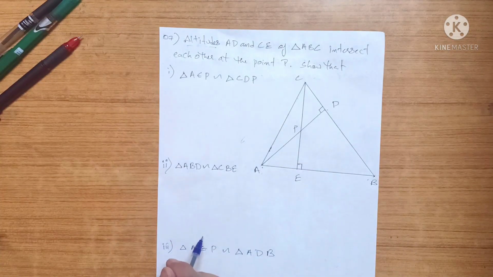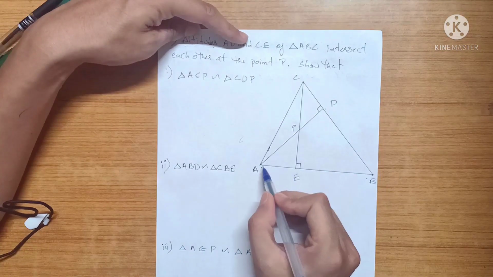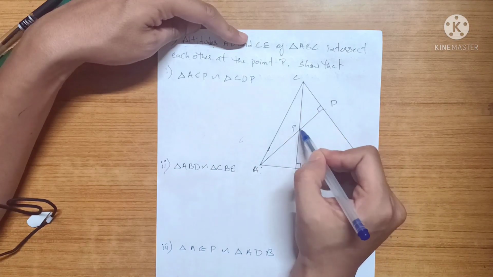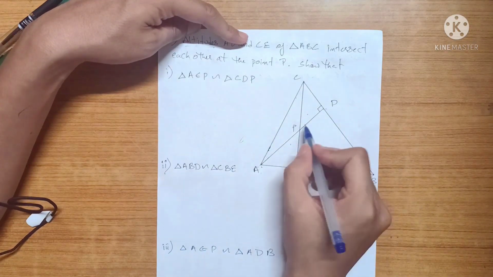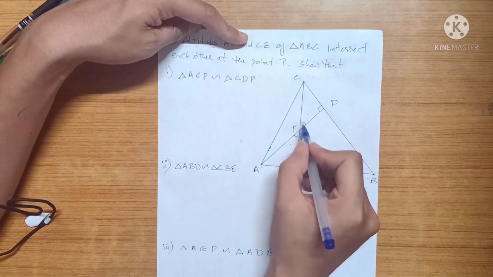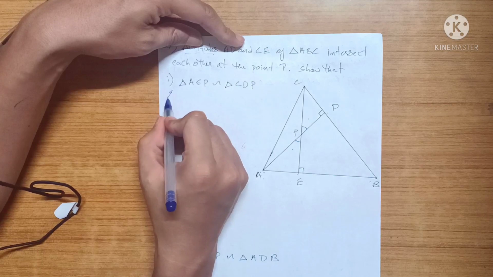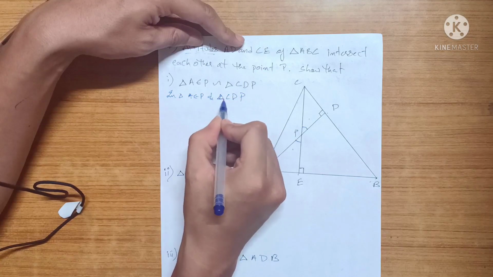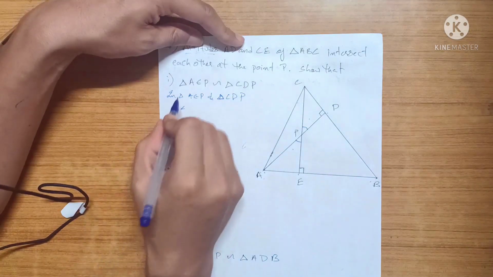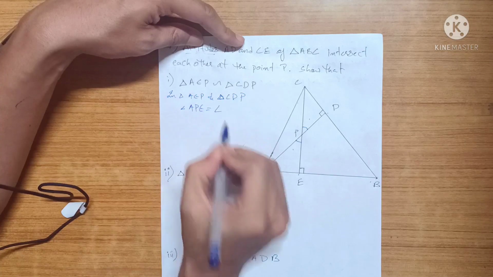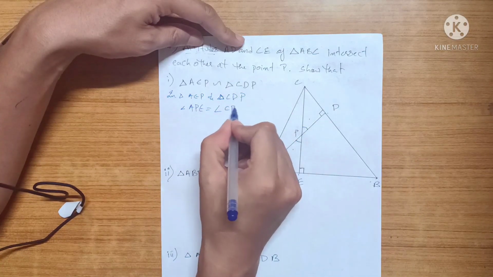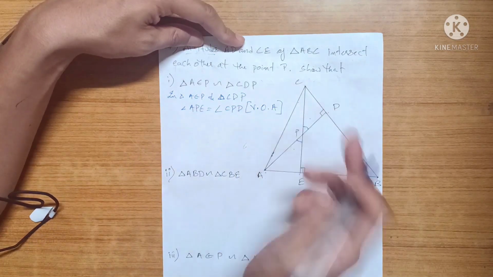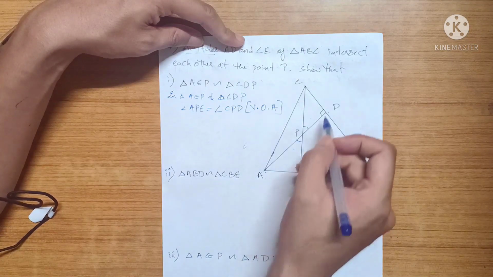Show that the first, Roman number 1, is AEP. Let's see where AEP is. A is here, E is here, P is here. And then CDP. C is here, D is here, P is here. So these two triangles, whenever you see crossing of each other, we can easily say vertically opposite angles. So in triangle AEP and triangle CDP, angle APE equal to angle CPD, vertically opposite angles. And then they both have 90 degree. Altitude is 90, altitude is 90.